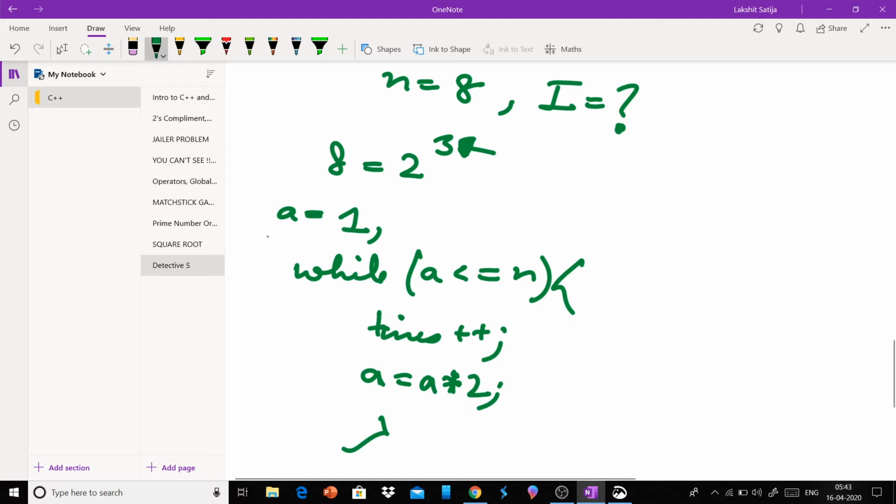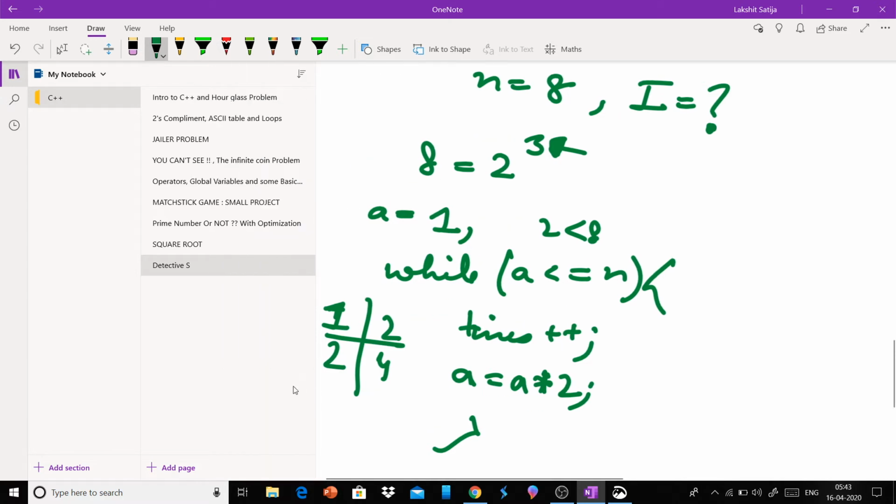So 1 is less than 8, right? So the times value will increase, it will become 1, and a will become 2. Now 2 is less than 8. Again this will run, the value will become 4 and times will become 2. Again 4 is less than 8. This loop will run and the value of times will become 3.